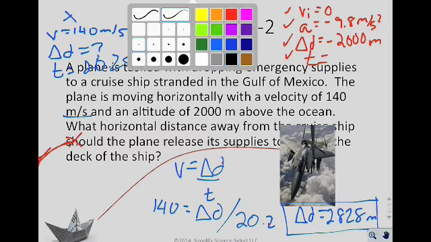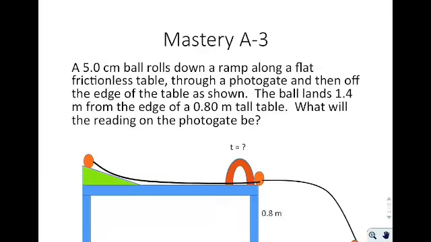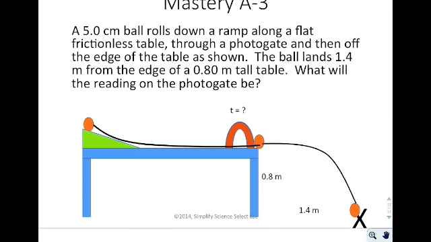Okay, now let's look at the next example. The next example is a mastery level question. It does involve an experimental condition that we've done before. So it says a 5 centimeter ball. So I know the diameter of this particular ball is 5 centimeters.